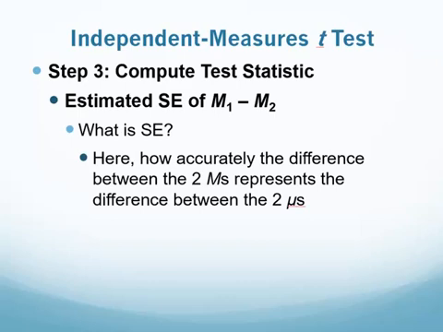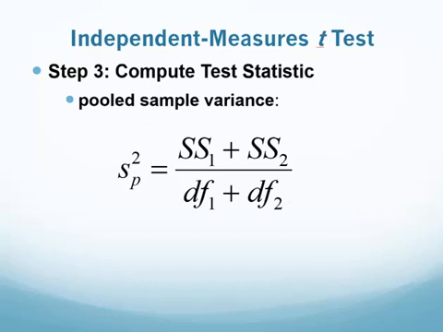And what the estimated standard error is asking is, how much error can we expect between these two sets of differences? Normally, to find the standard error, we would take the standard deviation and divide it by the square root of our sample size. But now, because we're dealing with two means, we're going to compute the pooled sample variance for both means, and use that pooled variance to compute our estimated standard error. And here is the equation.